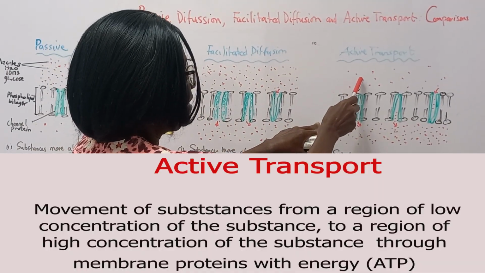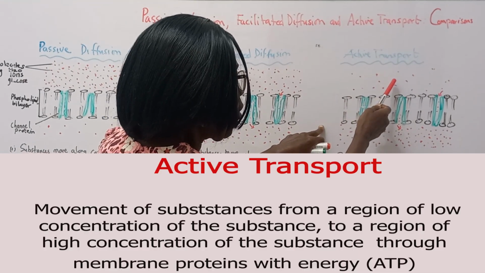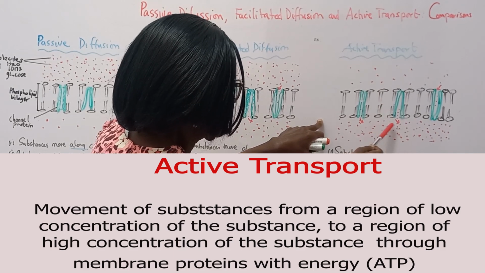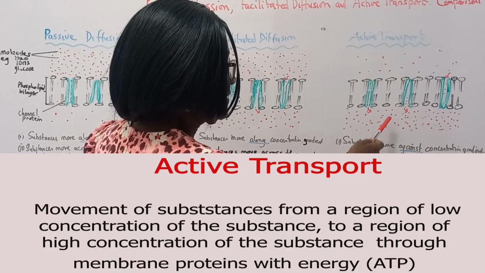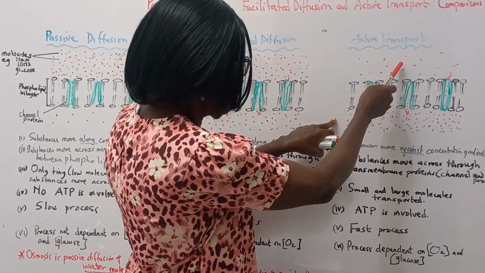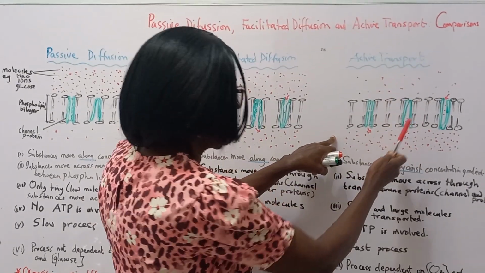Active transport is the movement of substances from a region of low concentration of the substance to a region of high concentration of the substance through membrane proteins, and energy from ATP is used to drive the movement from a region of low concentration to a region of high concentration.